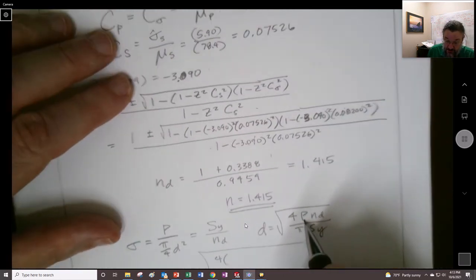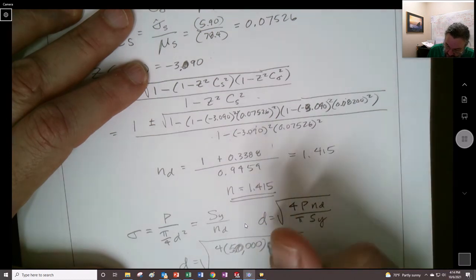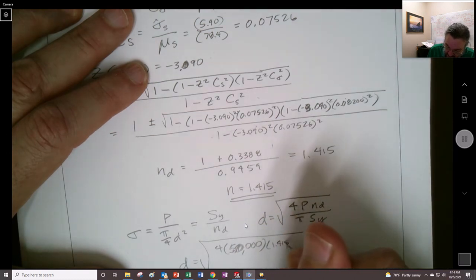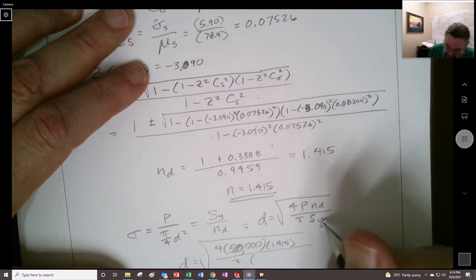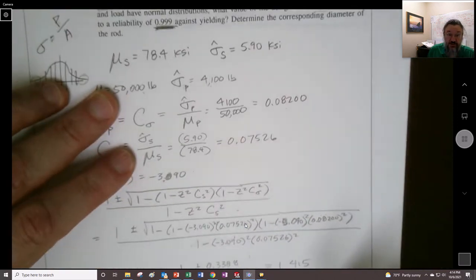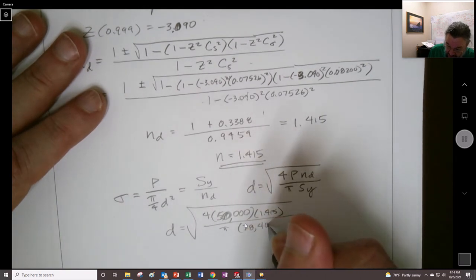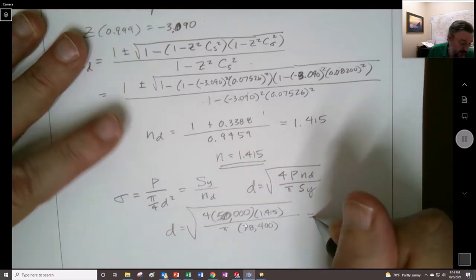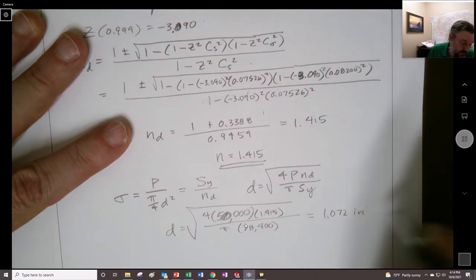So the average P was 50,000. And the design factor 1.415, divided by pi, and then the yield strength, the average was 78.4, so 78,400, and I get a diameter of 1.072 inches.